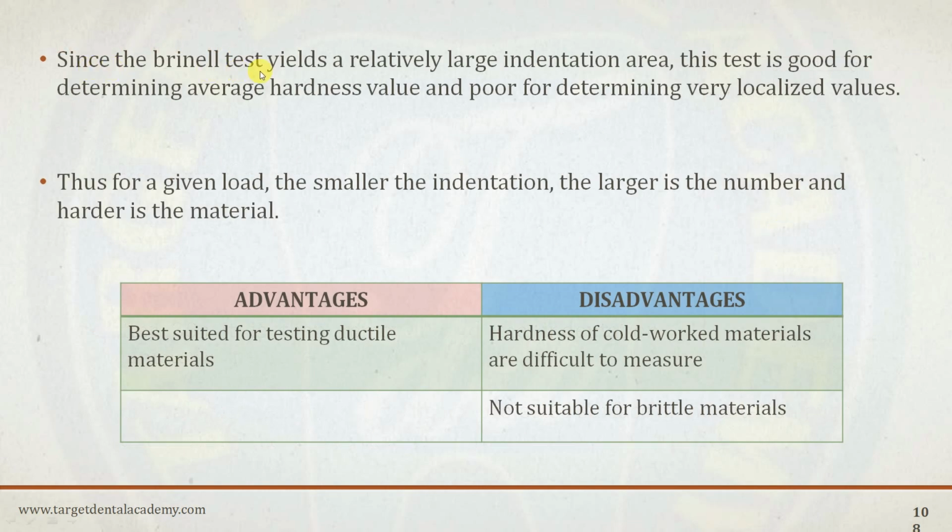Since the Brinell test yields a relatively large indentation area, it is a good test for determining the average hardness value and poor for determining very localized values. Thus, for a given load, the smaller the indentation, the larger is the number and the harder is the material. Advantages: it is best suited for testing ductile material, that is, gold. Disadvantages: hardness of cold-worked material is difficult to measure, and it is not suitable for brittle materials.